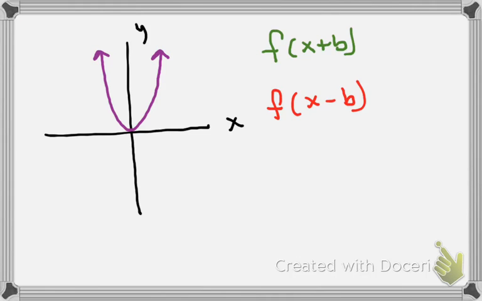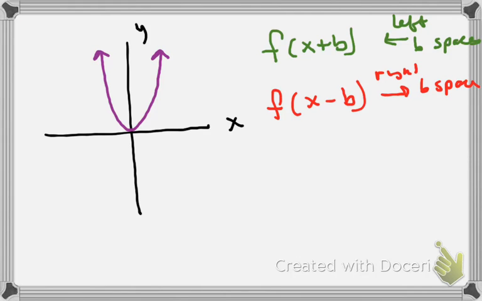Now, when it's positive, when we're adding, we move to the left b spaces. If it's negative, we're going to go to the right b spaces.